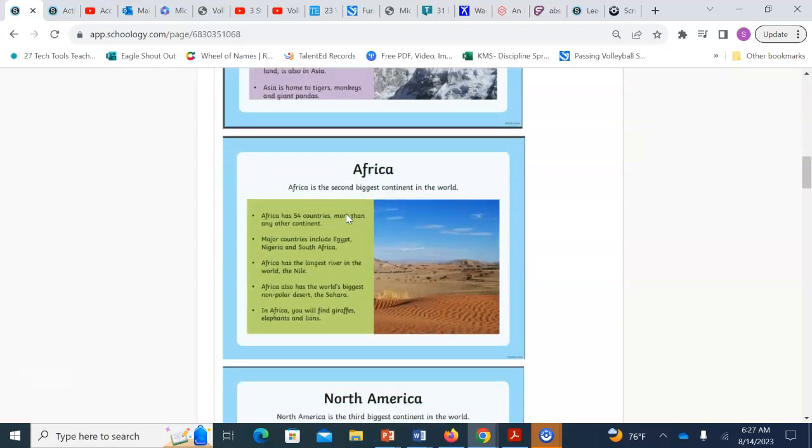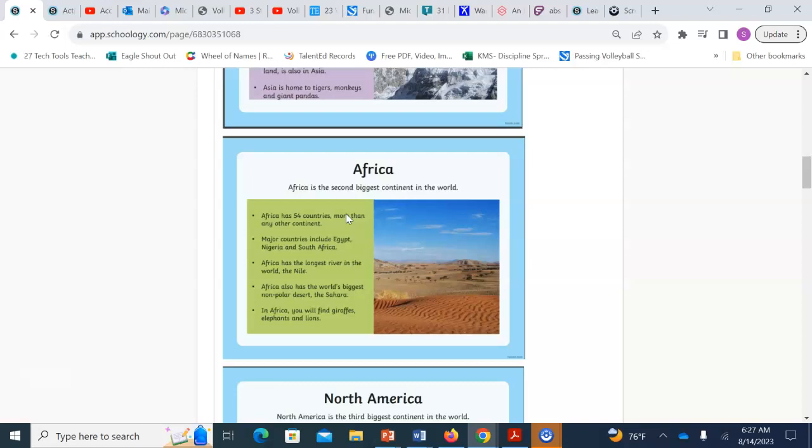Africa's our second biggest continent in the world. There's 54 countries in Africa. That's more than any other continent. So some of the countries that you might find here: Egypt, Nigeria, South Africa, which is often confused with Africa, the continent, Kenya, Zimbabwe. My favorite to say is Djibouti.